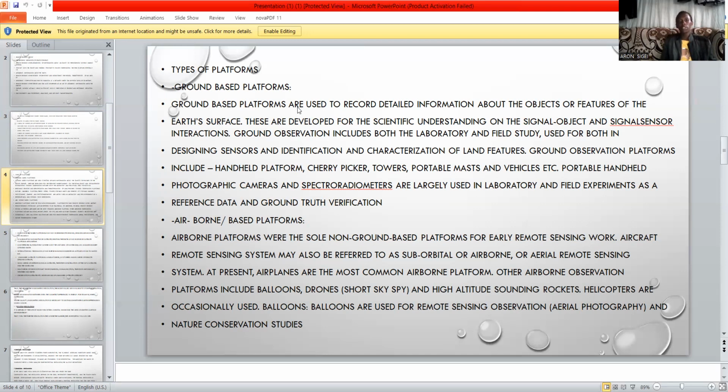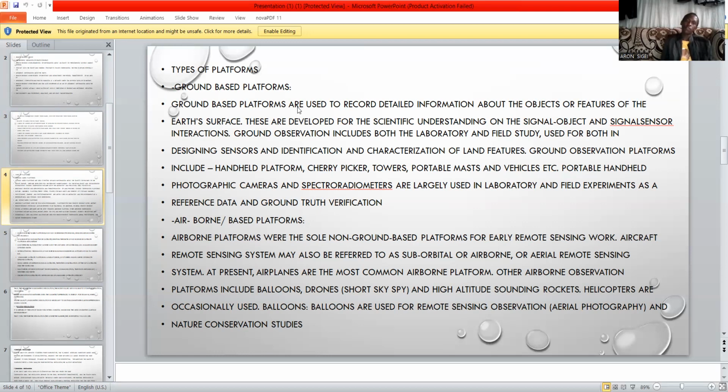Current observation platforms include handheld platforms, cherry pickers, towers, portable masts, and vehicles. Portable handheld photographic cameras and spectrophotometers are largely used in laboratory and field experiments as reference.